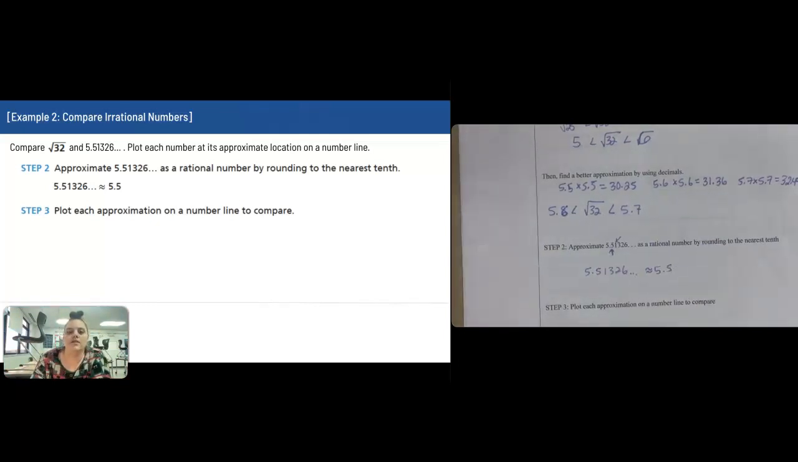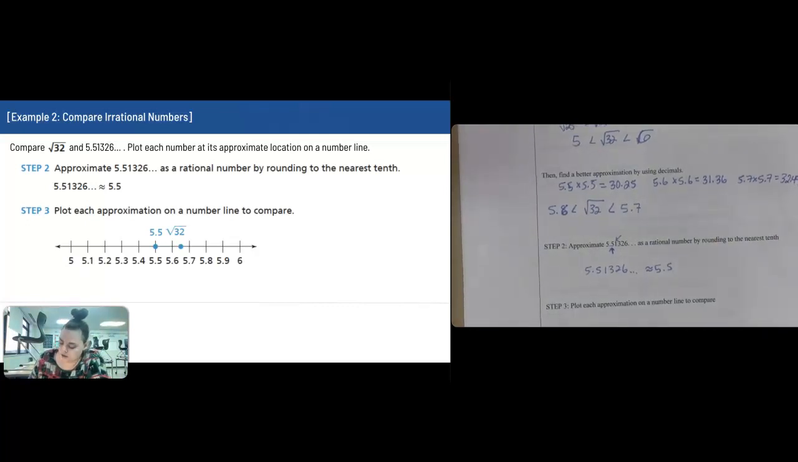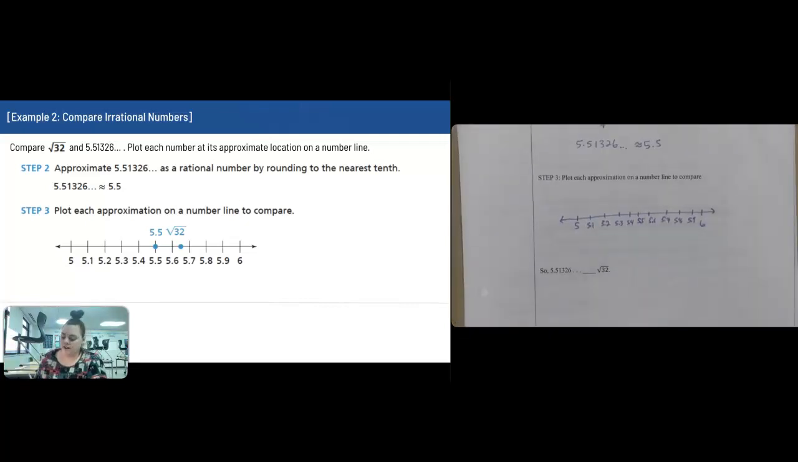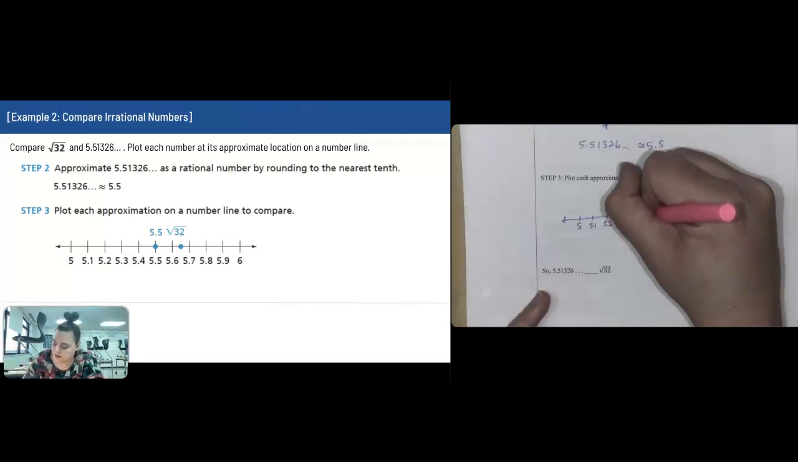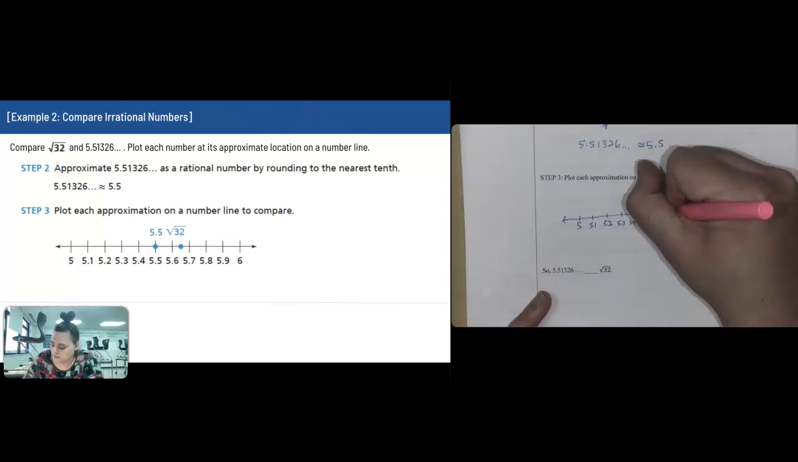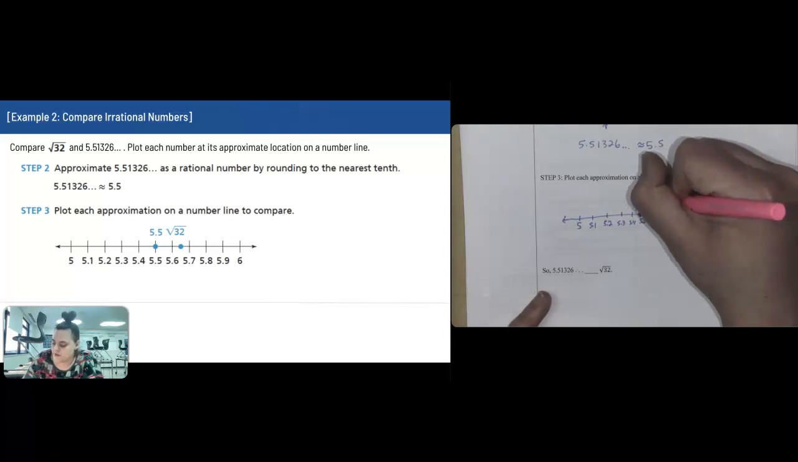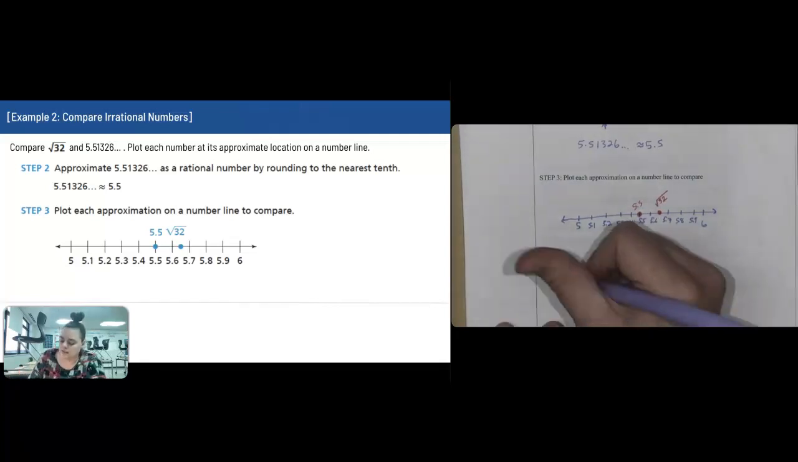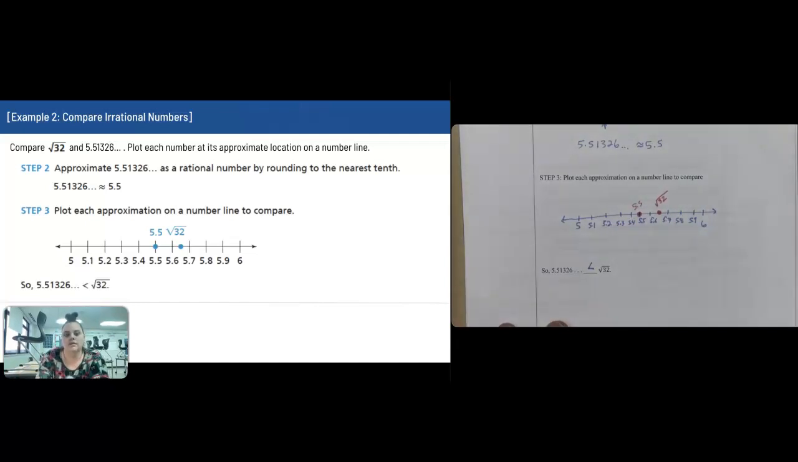So now we can put these in an order. We can draw a number line between 5 and 6, and we can put our points on that number line. So we have our decimal at approximately 5.5, and our square root is between 5.6 and 5.7. So we can place those on the number line. That means that our decimal is less than our square root.